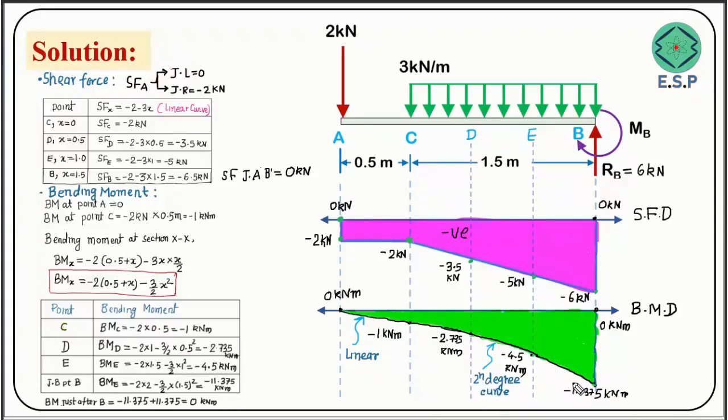Since the bending moment is coming downward, all bending moments are negative. Shear force is also negative and bending moment is also negative. This way we can plot the variation of shear forces and bending moments for this kind of beam, which is a cantilever beam. Okay, thank you very much.